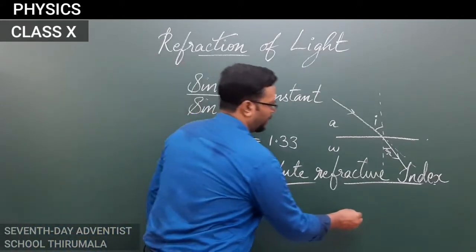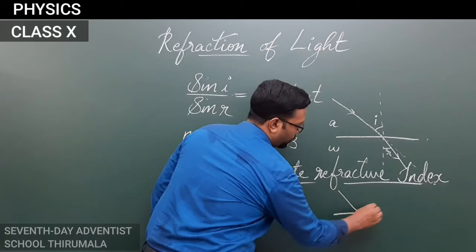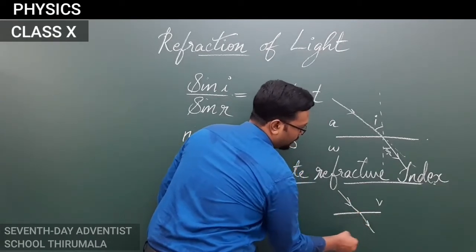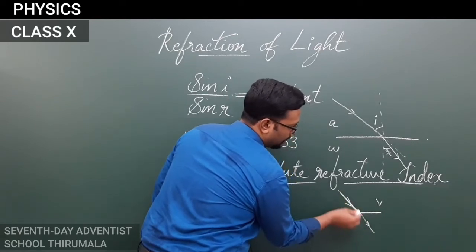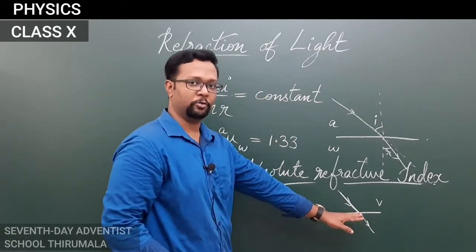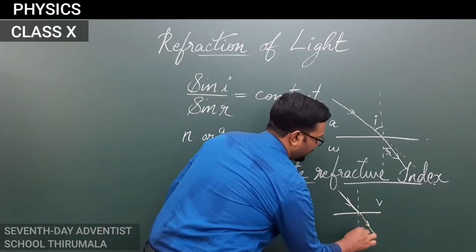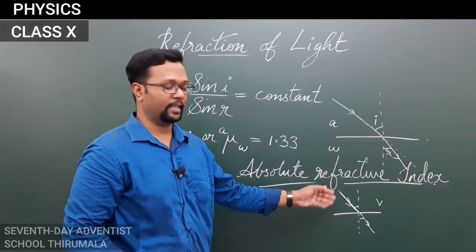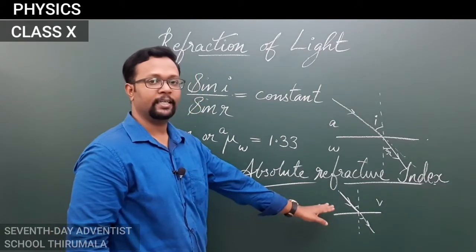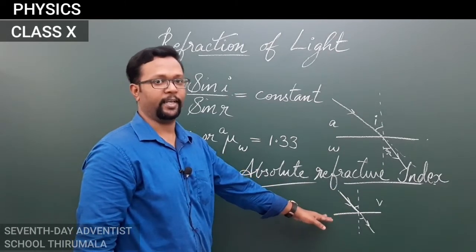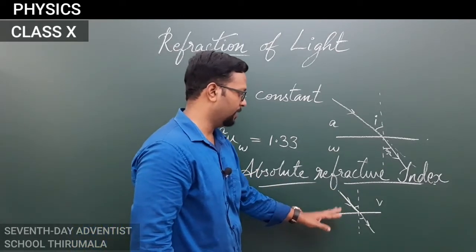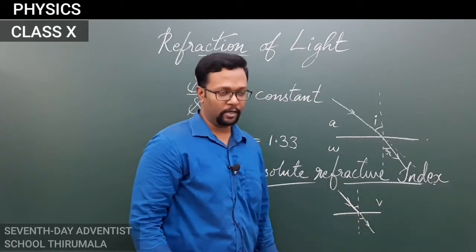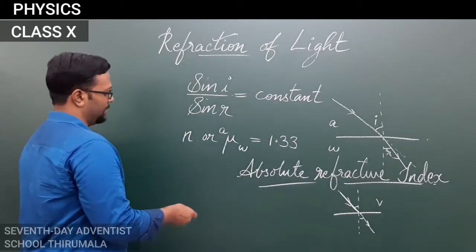For example, if a light ray traveling through vacuum is entering into water, then it will bend at the surface separating the two media. Then we have to find the angle of incidence and angle of refraction. If you take that refractive index, that is sin i by sin r, then that refractive index is called absolute refractive index. For calculating absolute refractive index, the incident ray should be traveling in vacuum. So absolute refractive index of some of the materials are given here.